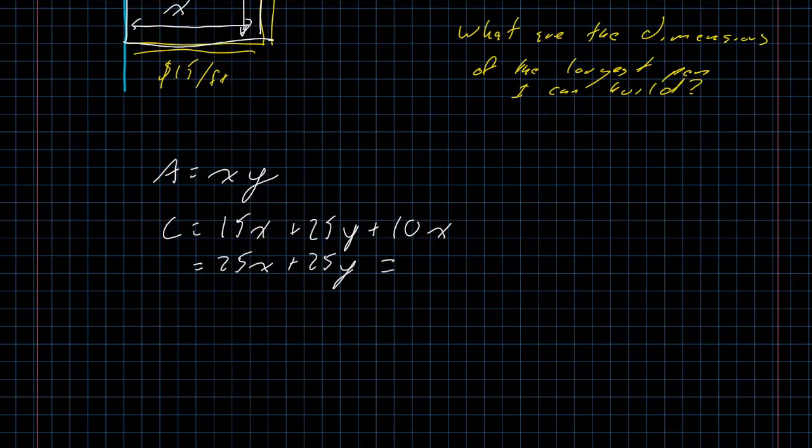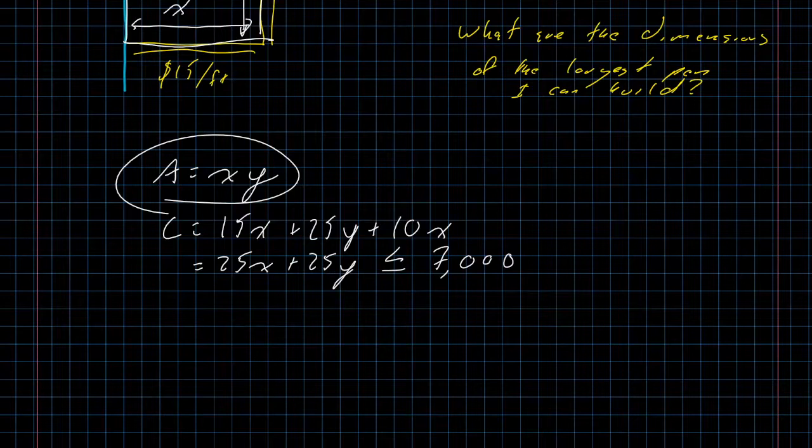And we know that the total cost has to be less than or equal to $7,000. Getting as close as we can to equal to seems like a good idea here, right? The more money you're spending, the more fencing you're getting, the bigger you can make this thing. But we know it has to be less than or equal to 7,000. All right, so we have our objective function, A equals x times y. That's the thing that we want to maximize. We have a constraint, 25x plus 25y is less than or equal to 7,000. Hopefully we can do something with this.